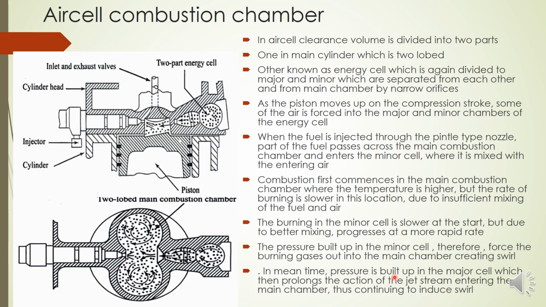In the meantime, the pressure is built up in the major cell, which prolongs the action of the jet of steam entering the main chamber, thus continuing the induced swirl. So it will continuously increase the pressure rise in this major cell, which will again help to increase this combustion induced swirl. Like that, this system will work. So this is the last type of combustion chamber.